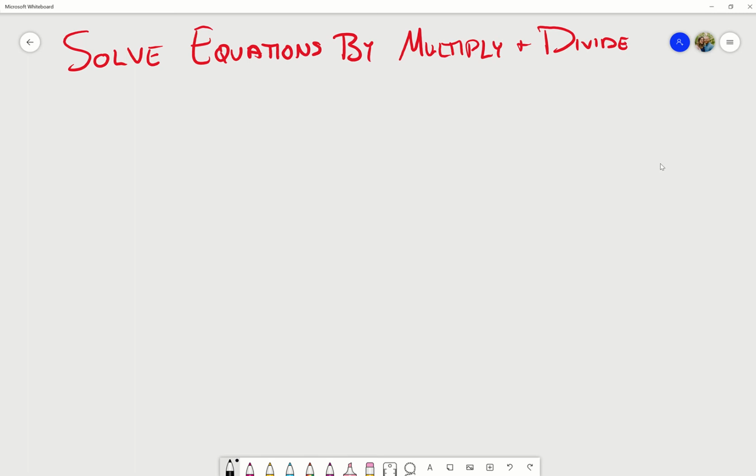So today we are going to continue with what we talked about yesterday, but today we are solving equations by multiplication and division. Yesterday we talked about addition and subtraction and inverse operations. Remember, the opposite of addition is subtraction. The opposite of subtraction is addition. And what's cool is multiplication and division work the same way. So the opposite of multiplication is division. The opposite of division is multiplication.